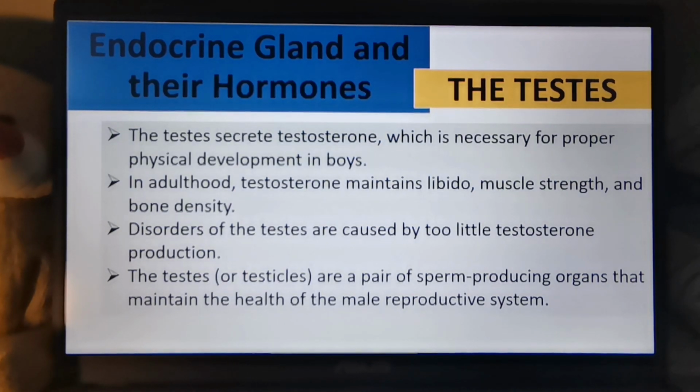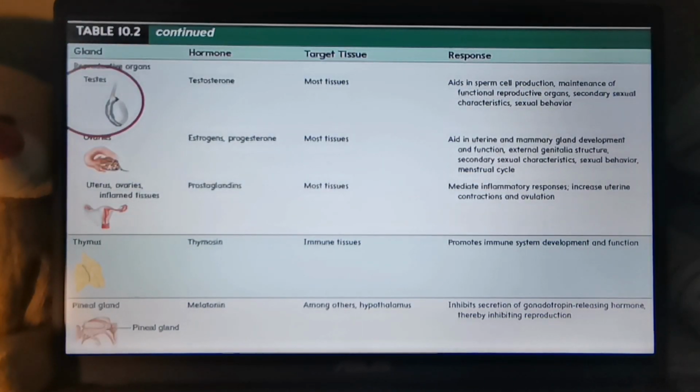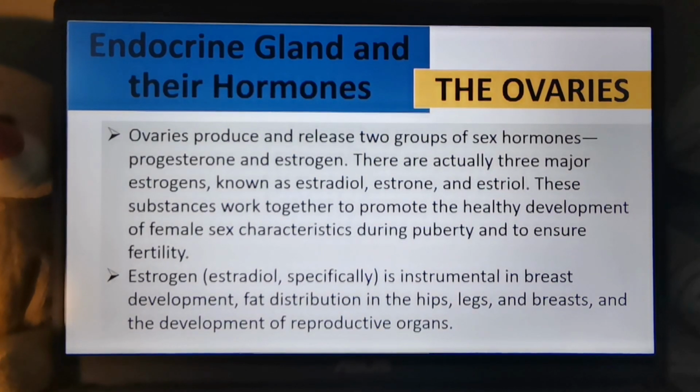The testes. The testes secretes testosterone, which is necessary for proper physical development in boys. In adulthood, testosterone maintains libido. Libido is your sex drive, muscle strength, and bone density. Okay? O, ayan ang testes. Releases testosterone. Then we have the ovaries.